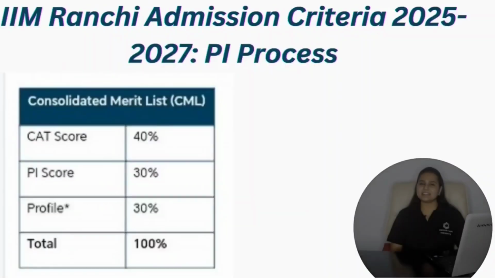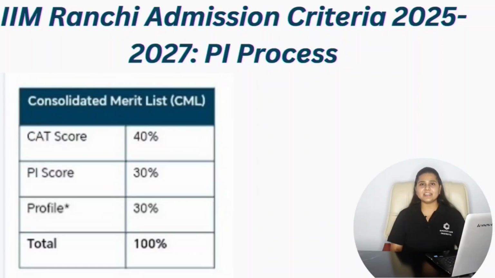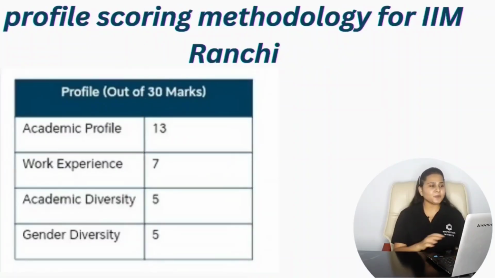So these are all the factors which are considered in the composite score calculation with the Indian Institute of Management, Udaipur. Now if we consider the final selection criteria with the Indian Institute of Management, Ranchi, then in that 40% weightage is given to the CAT score, 30% weightage is given to the personal interview score, and 30% weightage is given to the profile. So if we consider the 30% weightage which is given to the profile, in that 13% weightage is given to the academic profile, 7% weightage is given for the work experience, 5% weightage is given for the academic diversity, and 5% weightage is given for the gender diversity.